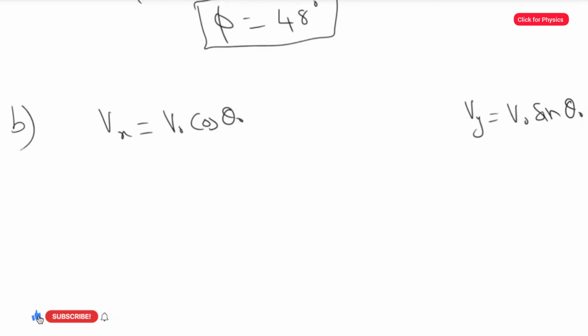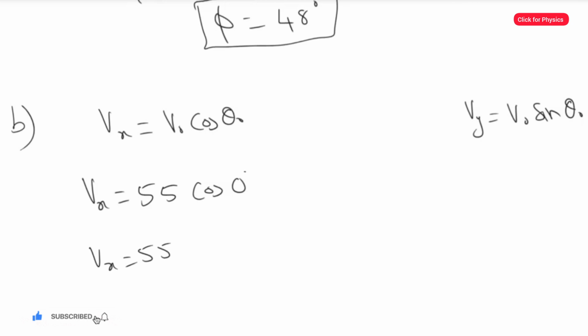Clear? Now I am going to substitute the value. By that we can easily find the velocity vector. So if you substitute V of x, which is equal to V naught, that is initial speed of the airplane, is 55 meter per second, a cosine of 0 degree. By that we will get the answer here, V of x, which is equal to 55 meter per second.